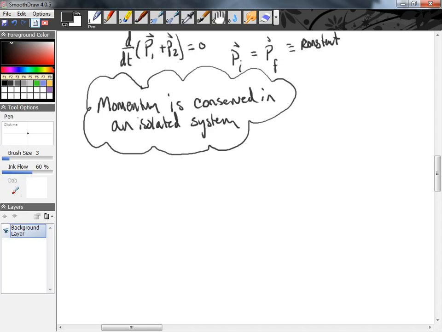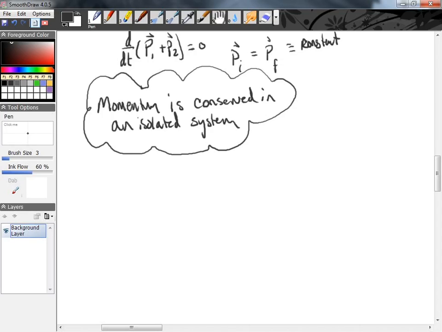Now, we are assuming something. We are assuming that there is no external force outside of the universe that may be helping out a little bit or taking stuff away. But we don't know about that. We have no observance of that, so we don't bother with that.